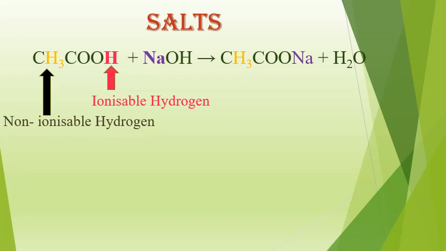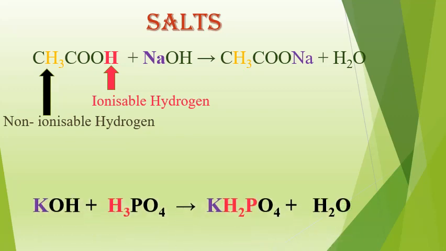Now when sodium hydroxide is reacting, this Na is the basic radical. So this Na is replacing this ionizable hydrogen and forming the salt CH3COONa, plus we get a water molecule. How? The ionizable hydrogen and the hydroxyl ion of the base combine together and give us the water molecule. So this compound is a salt, and this salt has also been formed by the complete replacement of the ionizable hydrogen ion of the acid.